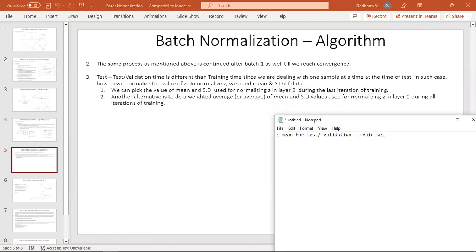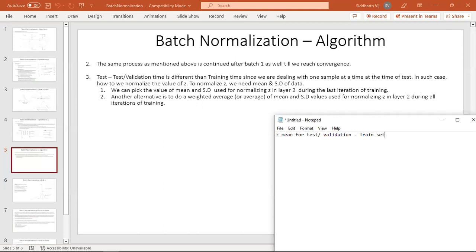During the training time, we take the values of the mean of Z and the standard deviation of Z in the second layer of the network in the last iteration of the train time. So whatever these values were in the last iteration of the train time, we get those values and plug them in during the test time. So that is a simple approach.